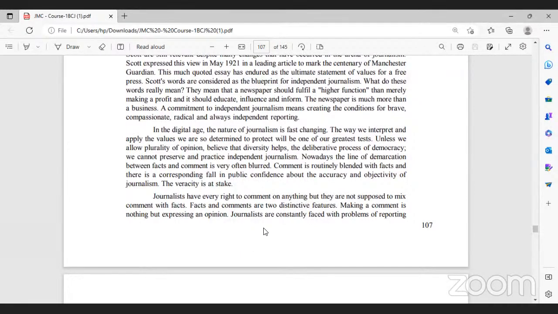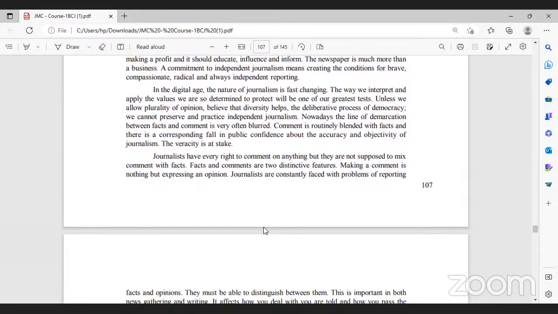So journalism has every right to comment on anything, but they are not supposed to mix comments with the facts. Facts and comments are two distinctive features. Making a comment is nothing but expressing an opinion.